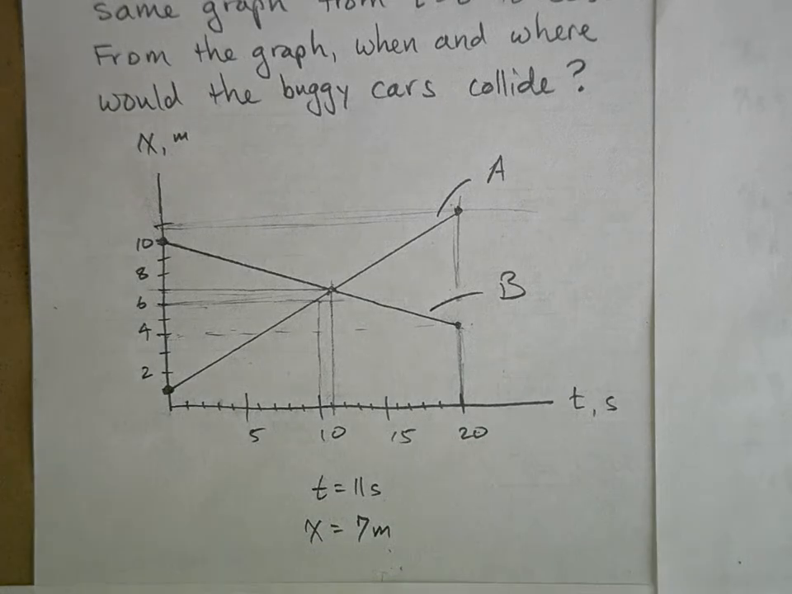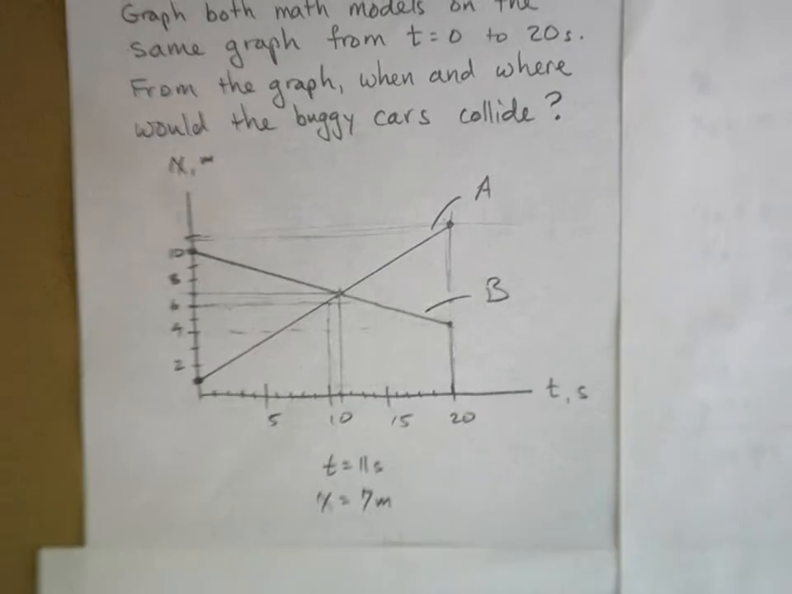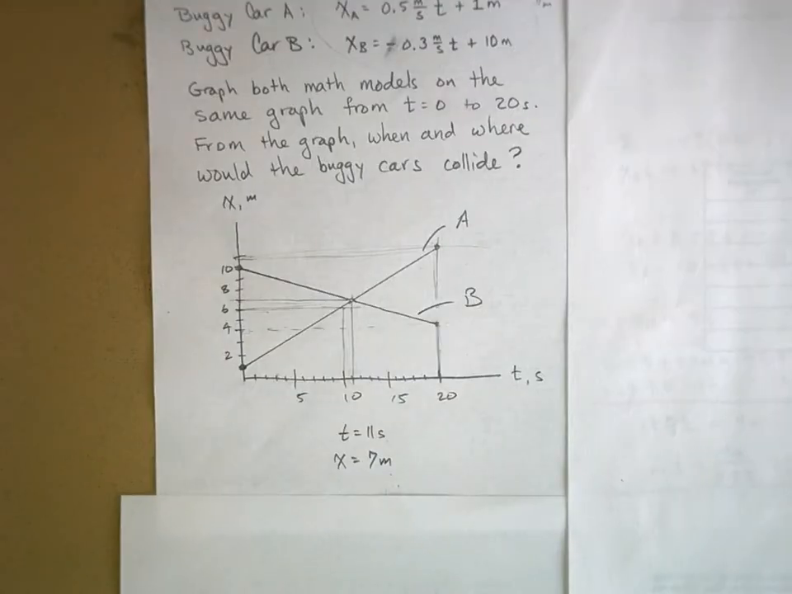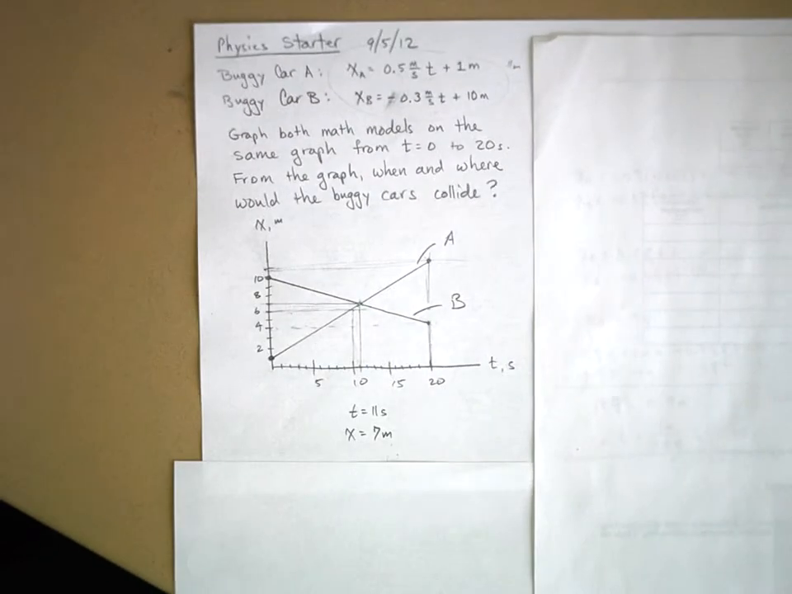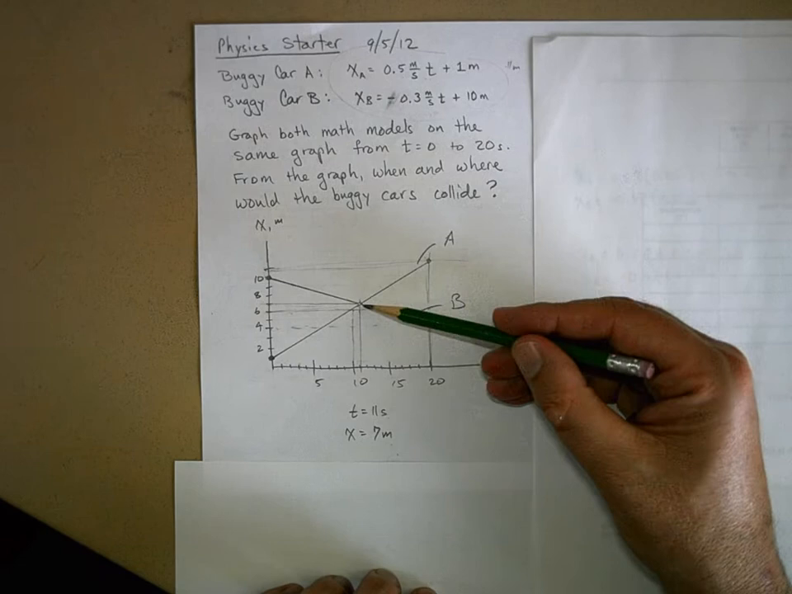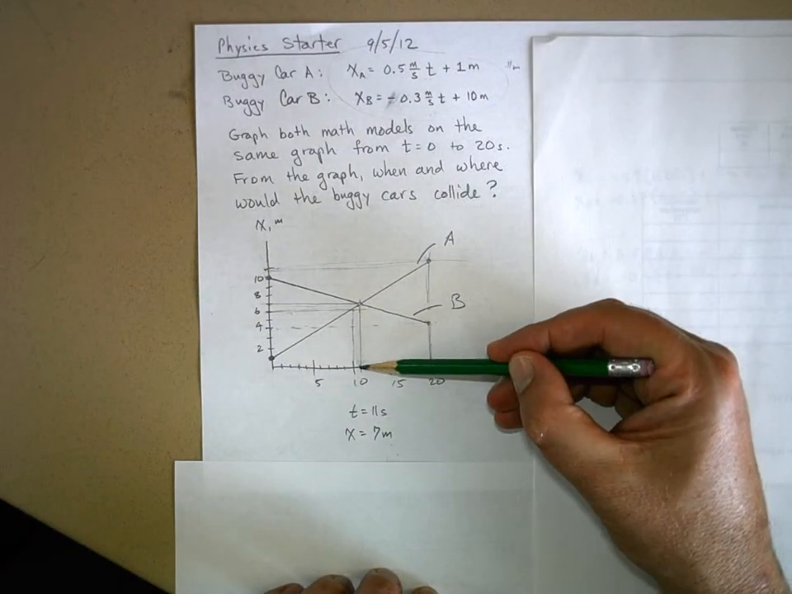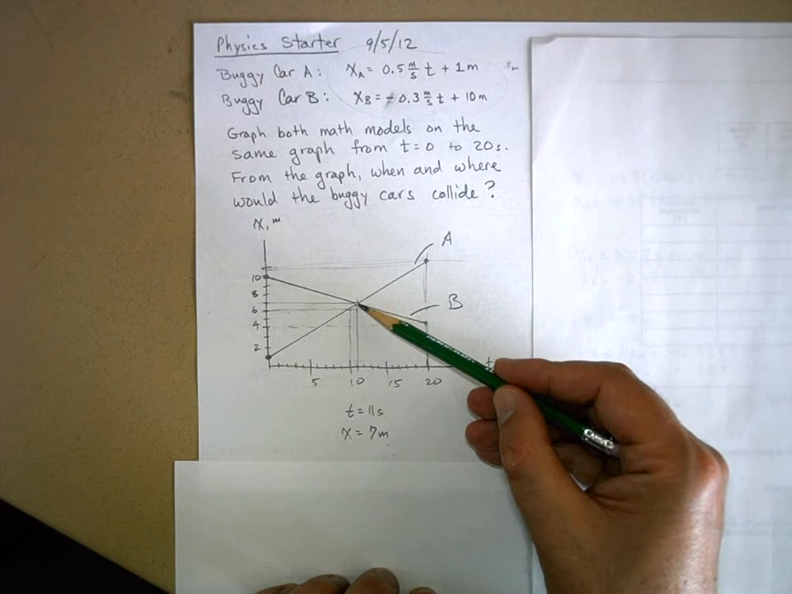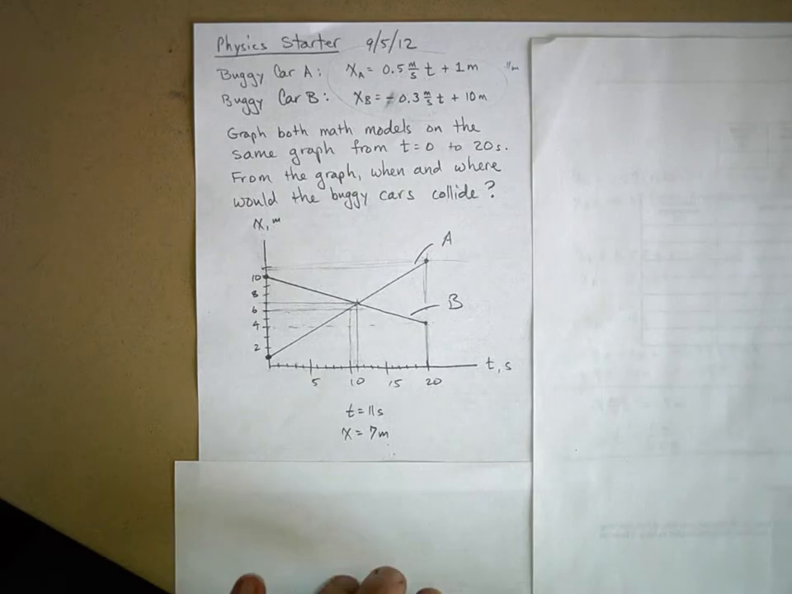Okay? But then I decided to do it using the mathematical models alone to get a more precise answer. And actually, by the way, if you draw a really beautiful graph, you will get precise, because if you look really carefully, if I use graph paper, it's a little over 11 seconds. And if I come across here, it's a little under 7 meters. And I think if you draw a nice big graph, you'll get that.